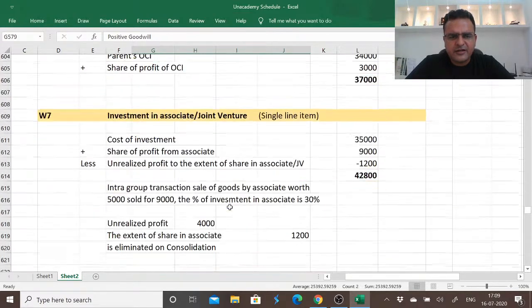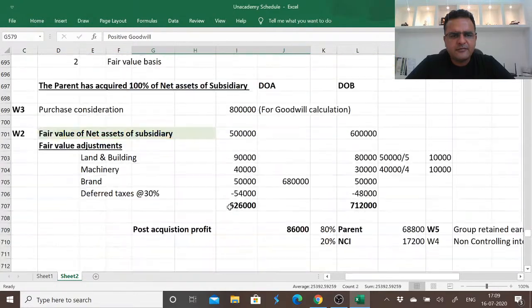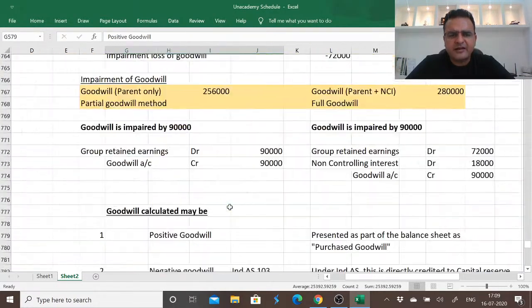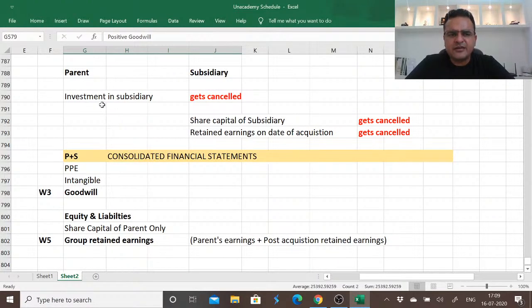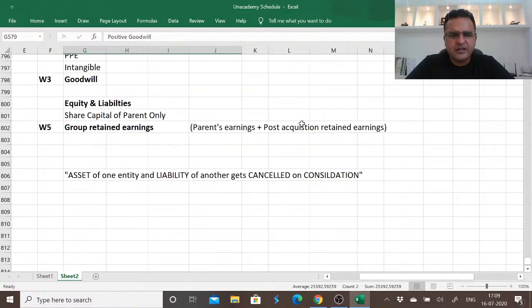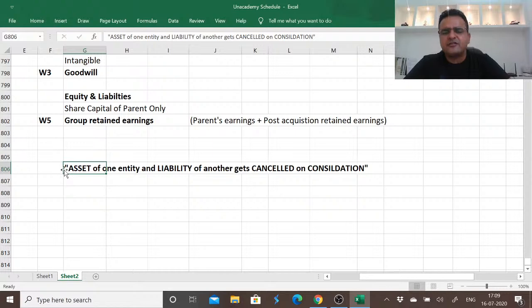So when we consolidate them, this is the first entry which gets eliminated on consolidation. The investment in subsidiary gets cancelled with share capital of subsidiary and retained earnings on date of acquisition, and the principle behind it is that asset of one entity and liability of another gets cancelled on consolidation.